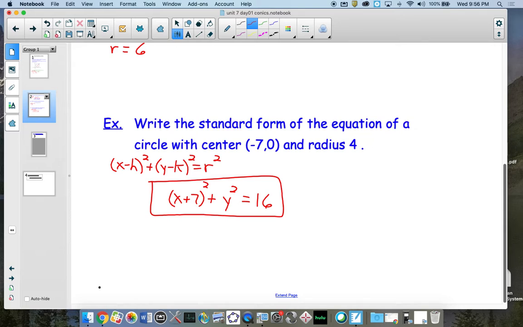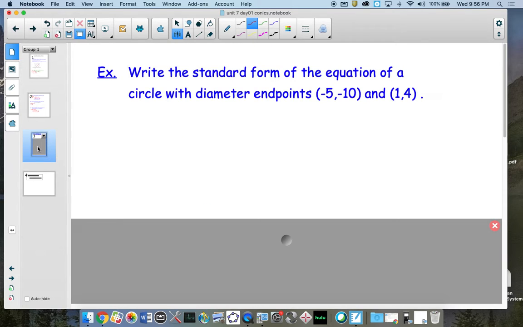Alright, so let's try something a little different. Write the standard form of the equation of a circle if I give you the endpoints of a diameter of the circle. So, start out one step at a time. What is our answer going to look like? It's the standard form for the equation of a circle. So I know that my answer needs to look like this. Did they tell me what the center of the circle is? No. Did they give me the radius? No. But, as usual, there's enough information there to figure that out.